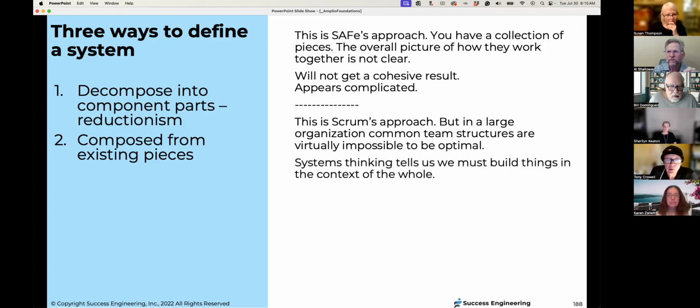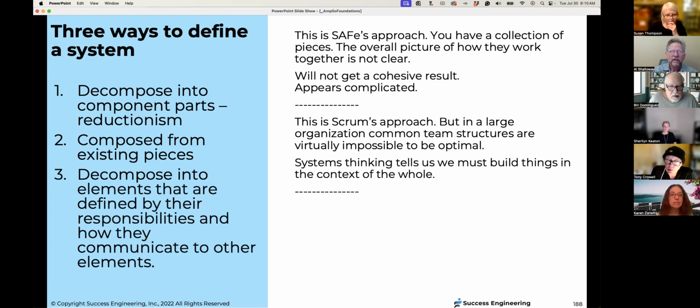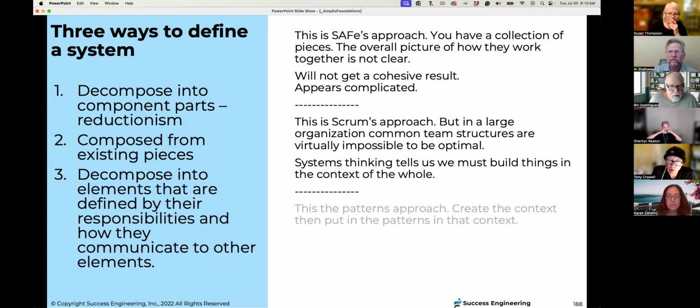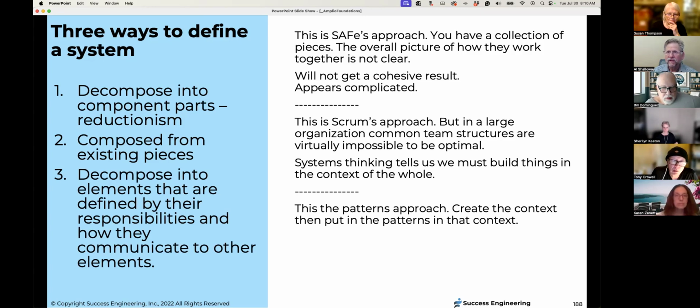Systems thinking tells us we must build things in the context of the whole. This gives us our third approach. Decompose elements that are defined by their responsibilities and how they communicate with each other. This is Alexander's approach. It's a patterns approach, because these will be configurable elements we'll discover. And then we can take these patterns, create the context, and put them in the approach we want. So this is a different way of doing it.